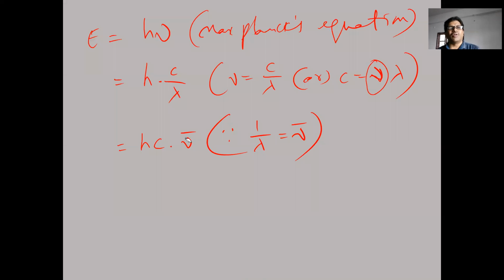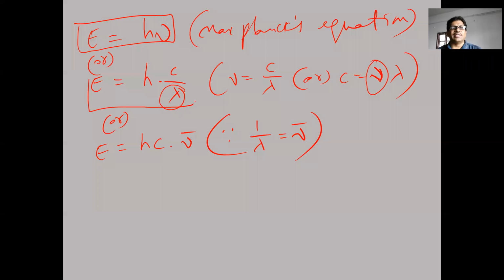So in this way, we can take any one of these here. Suppose after calculation of lambda, we can now calculate energy. Energy is equal to hc by lambda. Energy is equal to hc nu bar. Any formula can be used: E is equal to h nu, or E is equal to hc by lambda, or E is equal to hc nu bar.